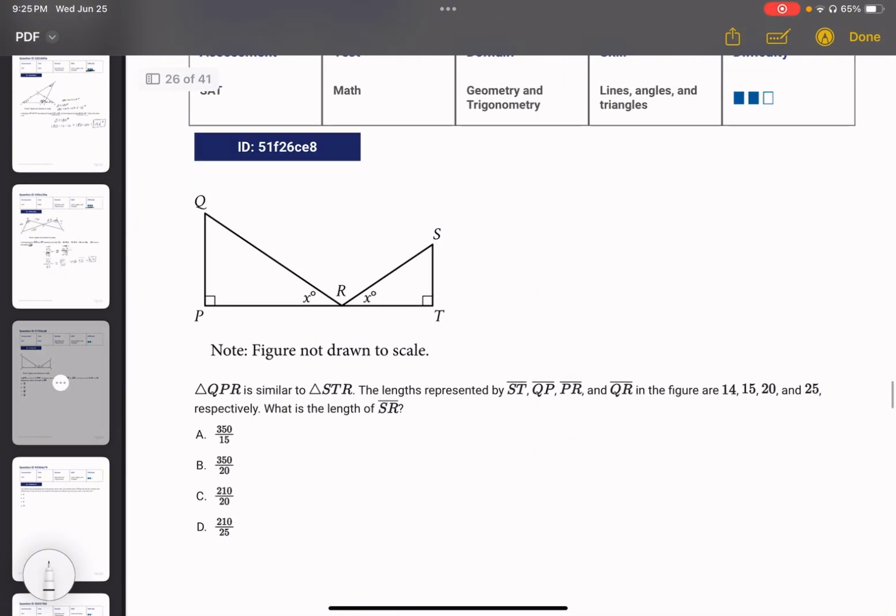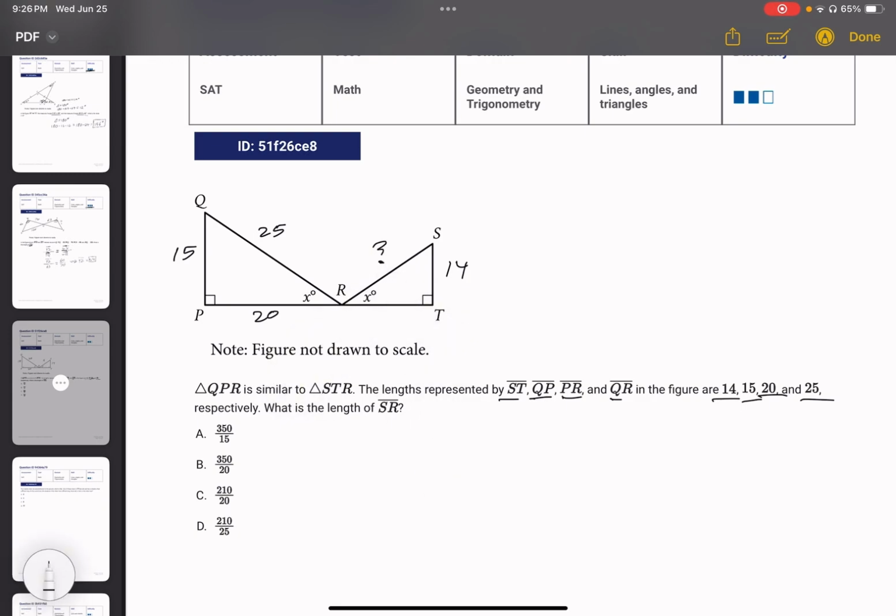Next question. Triangle QPR is similar to triangle STR. The lengths represented by line ST, QP, PR, and QR in the figure are 14, 15, 20, and 25 respectively. What is the length of SR? Okay, we're going to fill in these lengths. So ST is 14, QP 15, now we have PR 20, and then we have QR 25. Now it's asking for the length of SR.